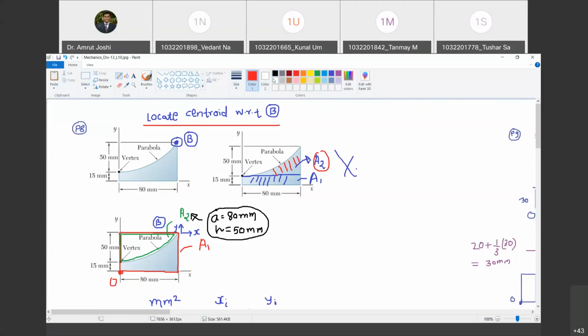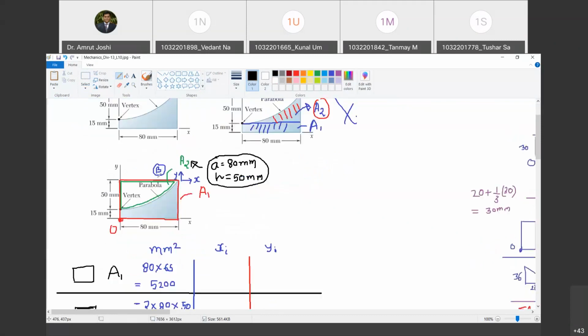So what we have to do now, we have to consider B as the origin. Are you with me? Yes, sir. So that figure I have drawn here, and X towards right and Y towards up is positive. Happy? Yes, sir. So B is considered as origin, A1, A2 are two areas. So how much is A1? By the way, for A2, what is the value of A and H?